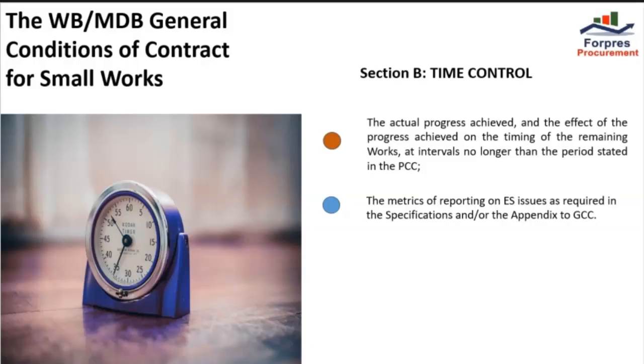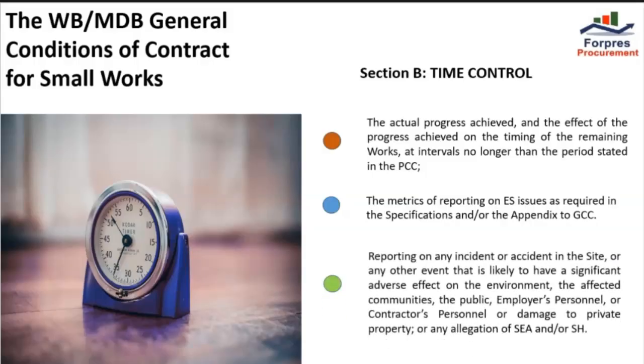Number 3, reporting on any incident or accident in the site or any other event that is likely to have a significant adverse effect on the environment, the affected communities, the public, the employer's personnel or contractor's personnel, or damage to private property, or any allegation of sexual exploitation and abuse and or sexual harassment. Note: reporting accidents causing fatality or serious injury must be immediate.